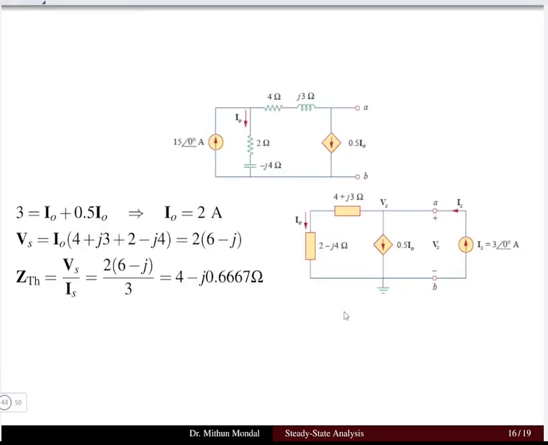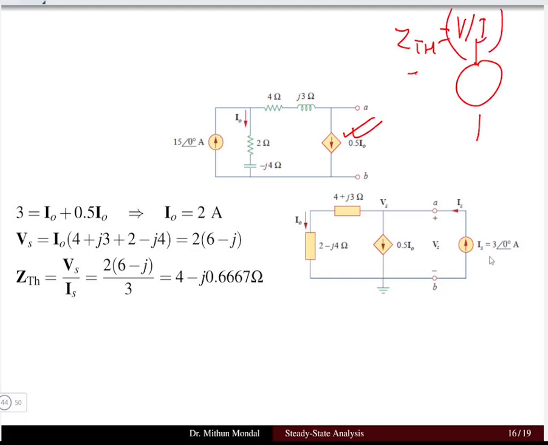Now, once we have got the value of voltage Thevenin, it is time to determine the Z Thevenin. Due to the presence of this dependent source, I can't obtain the Z Thevenin using the series-parallel concept. Rather, I will connect a current source of some amplitude, and then I will determine the Z Thevenin as the voltage divided by the current.